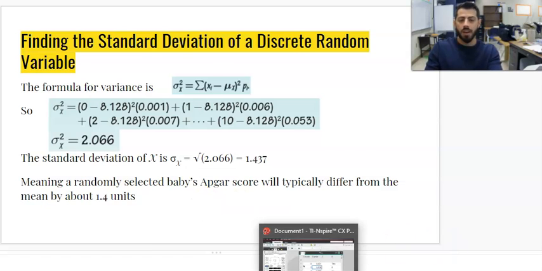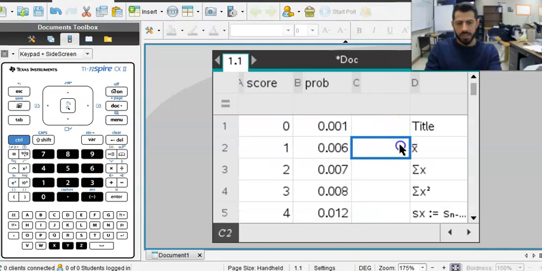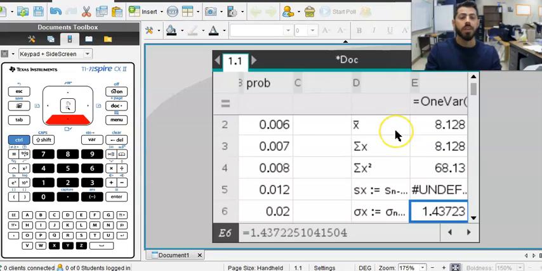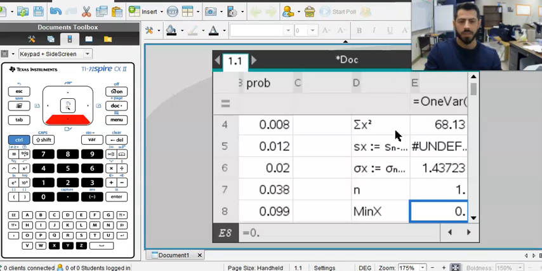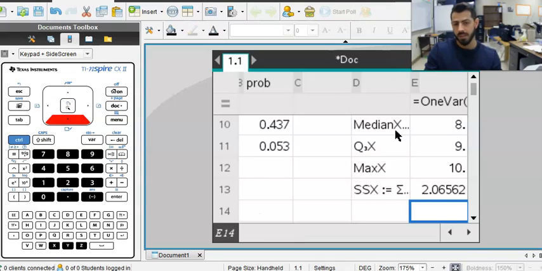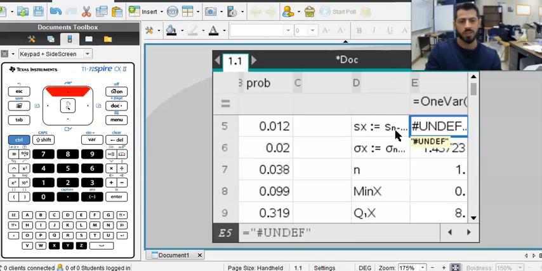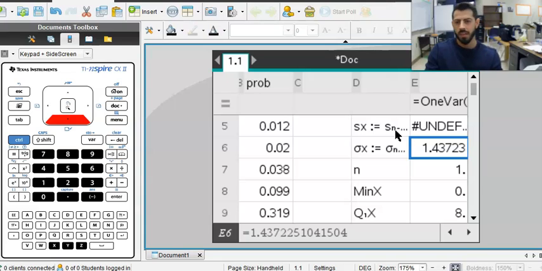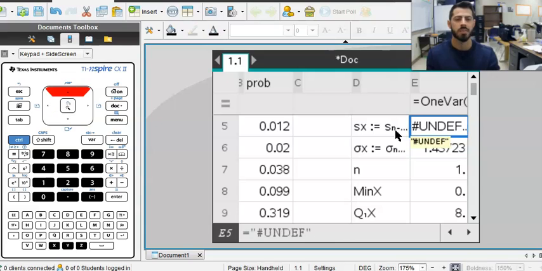So if we look at our calculator, we can see, if we know where to look, there's our standard deviation there. Same standard deviation that we had before. It doesn't give us the variance, but if we needed the variance, we could just square this value, right? And since this is a probability distribution, it doesn't make sense to look at the sample standard deviation. We don't have a sample size, right? This is just a probability distribution.